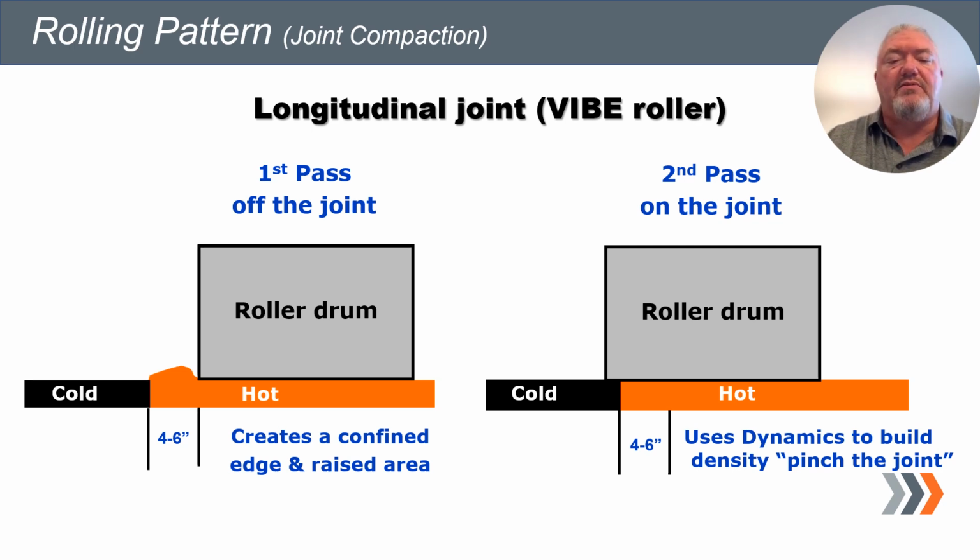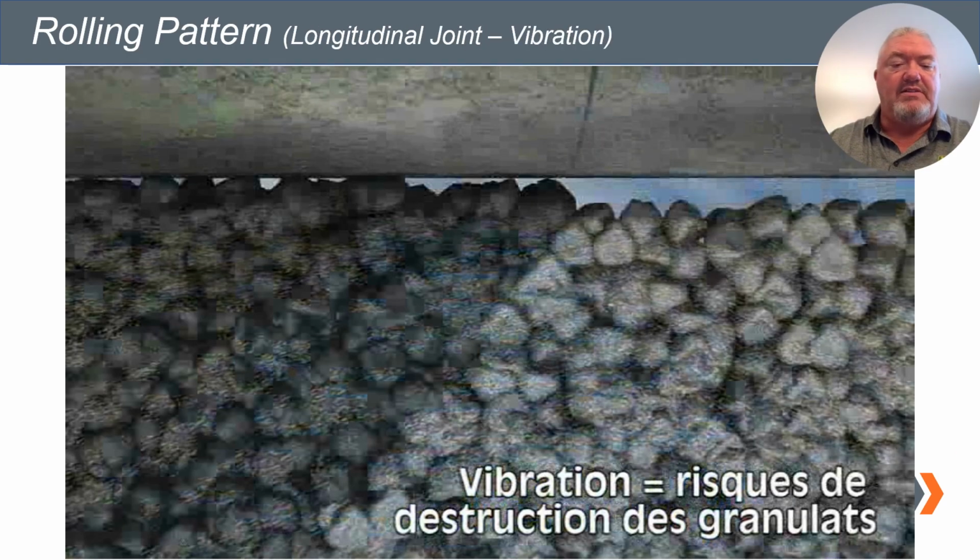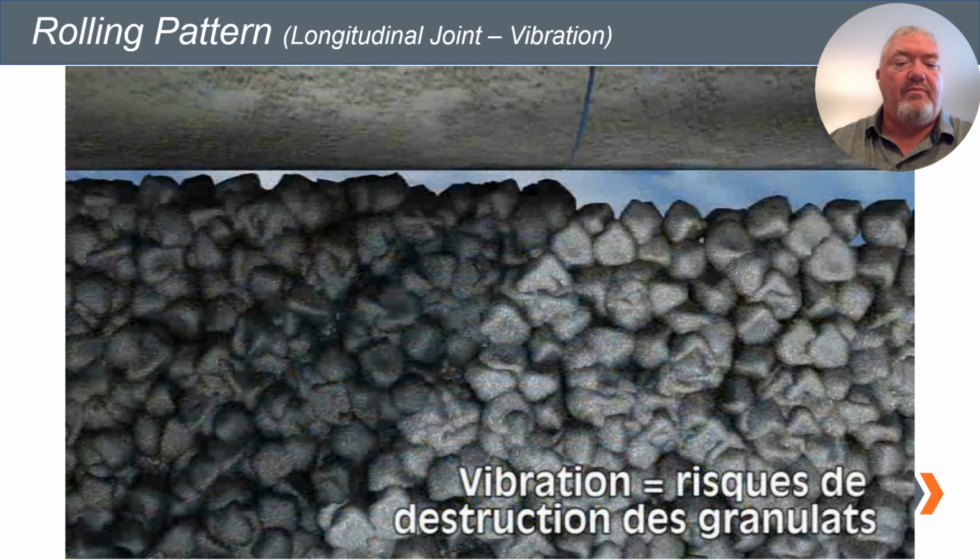Both drums, if it's a dual vibratory, are going to be vibrating up towards the paver. When you come back and overlap that 4 to 6 inches, you're going to run static. Most people like to run vibration. The problem with vibration is all that force goes into that cold joint, and that's what breaks up that cold joint. This is an example of how that looks.